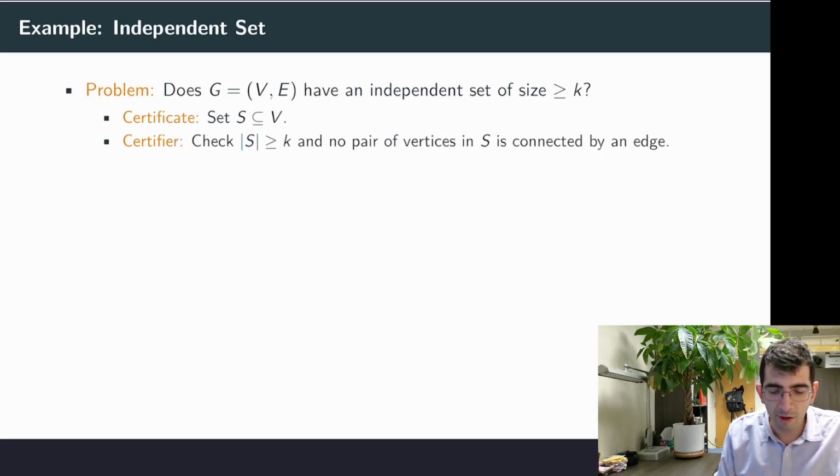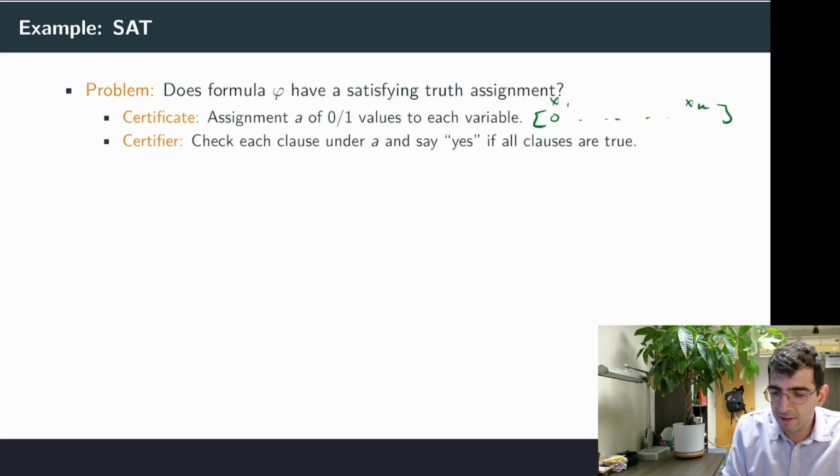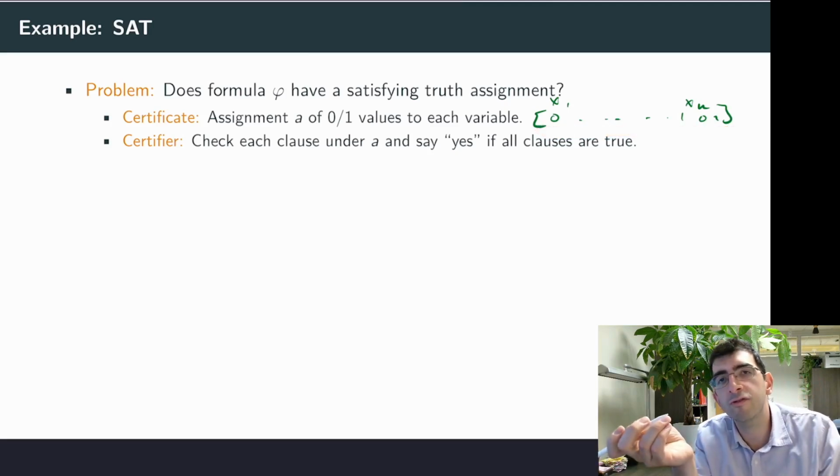Okay, so same thing for SAT. We have a SAT formula. Does this formula have a satisfying truth assignment? And the certificate is simply an array that denotes the assignments for x of 1 to x of n. And the certifier simply, what does it do? The certifier simply enters in the variable assignments and evaluates if the expression evaluates to true or not, right?